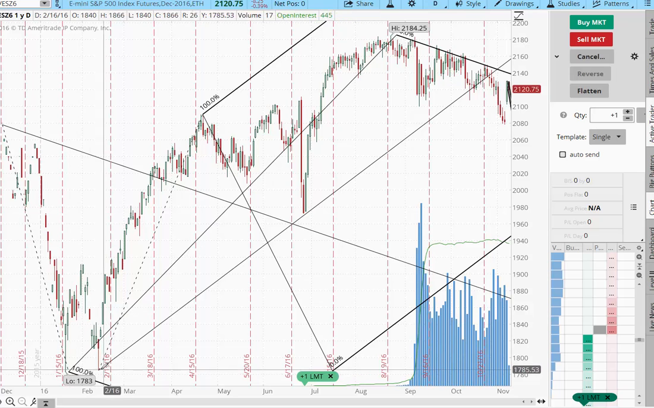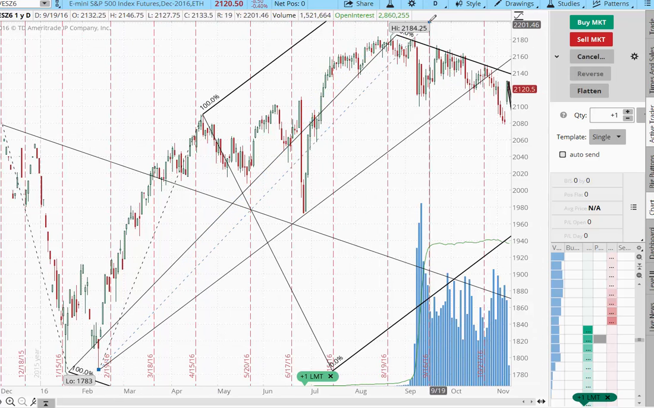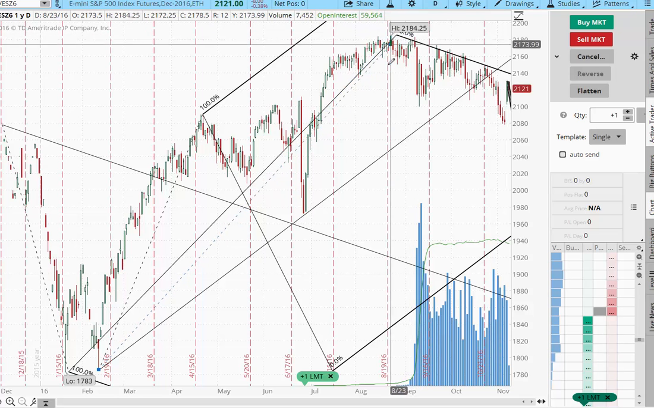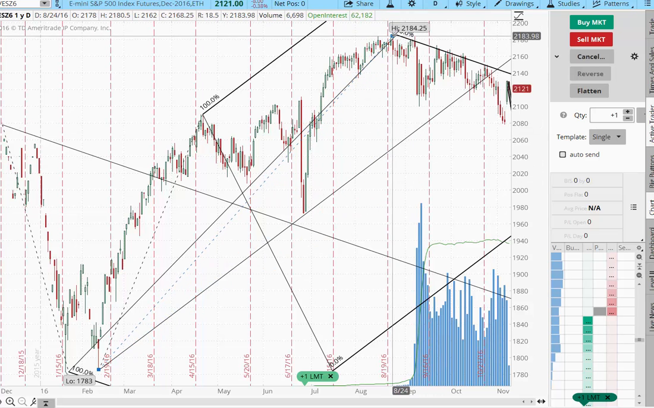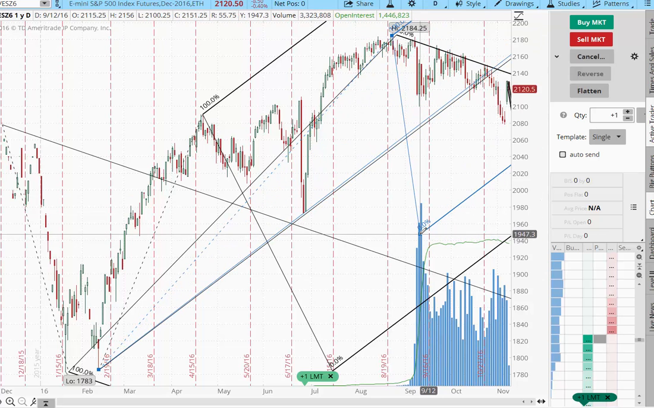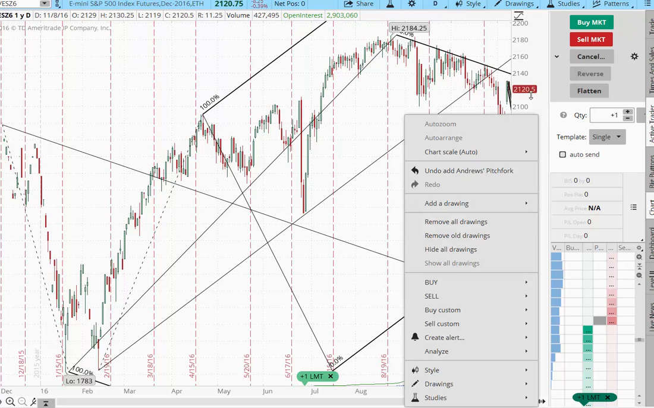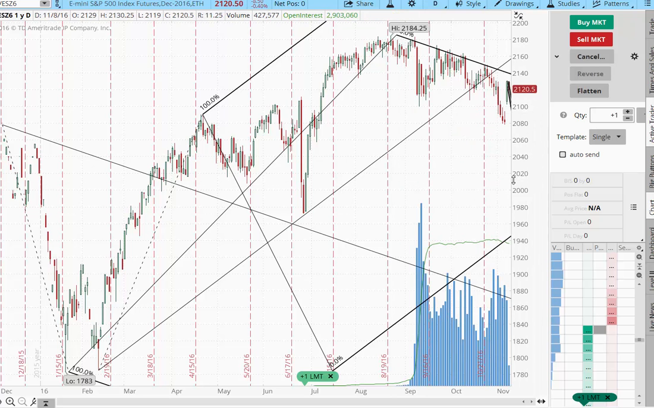So let's just for grins draw this one here with this high. Yeah, see, it's still down below where we are here. So the minimum target is down here to complete this pattern if it's a perfect pattern, all that good stuff. So let's see what else is going on.